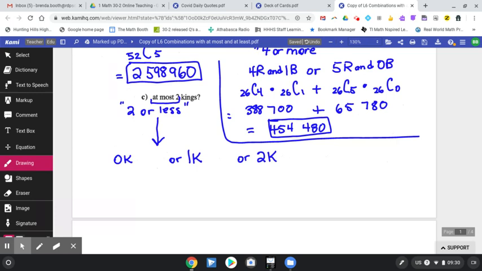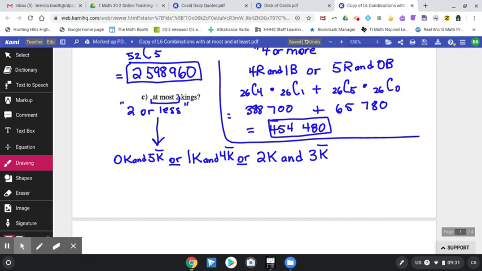If I have 0 kings, and I'm still getting a group of 5 cards, what I have is 0 kings and 5 non-kings. Or 1 king and 4 non-kings. Or 2 kings. And the other 3 cards then would be 3 non-kings. All right, let's give this a whirl.